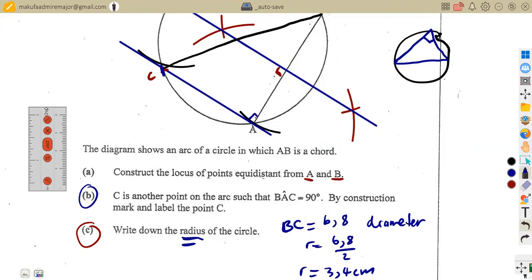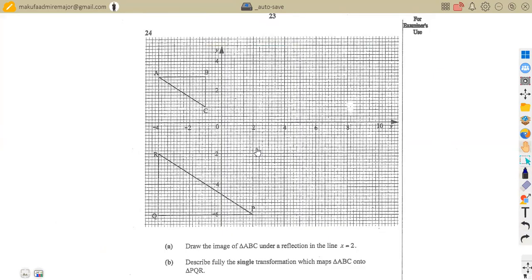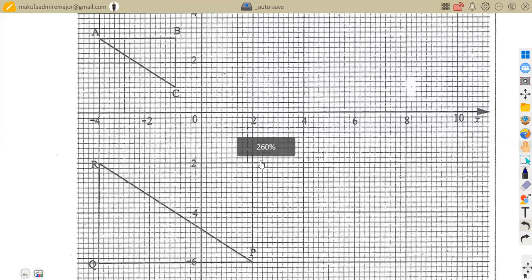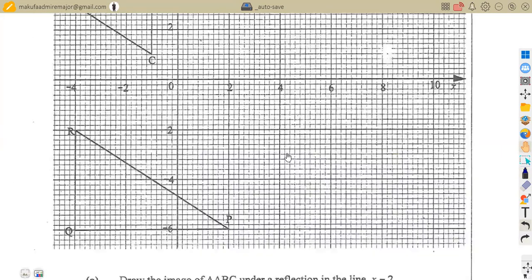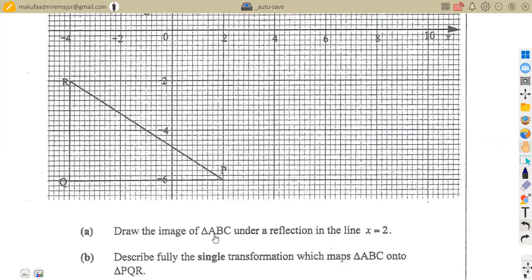But because of these papers, you photocopy, you scan, so you won't have exact values. But from the one that we had with the proper dimensions, it was going to be a 3.4. All right, then on the other part, that is the transformation part, whereby we are given: draw the image of triangle ABC under a reflection in the line x is equal to 2.